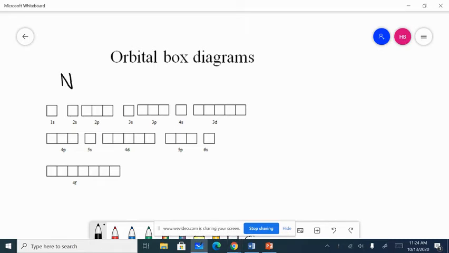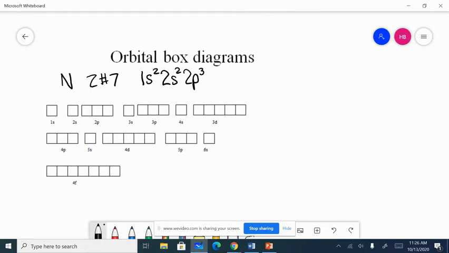Nitrogen has a Z number of 7, so it has 7 electrons. Its complete electron configuration is 1s2, 2s2, and then the last shell contains 2p3 electrons in the 2p. I don't have the 2p full, so I don't write 2p6. I don't have that many electrons to fill it up.